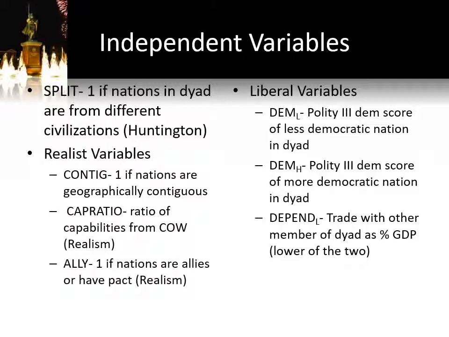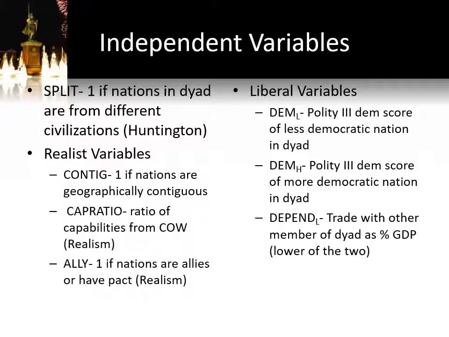Boom. Realist variables. We have contiguity. If two nations are contiguous, it gets a 1. They have the capabilities ratio, which comes from the Correlates of War, the COW. There's a data set, Correlates of War, that was put together starting in the 70s. It has every nation and what realists have thought are the important military capabilities that affect balance of power decisions. The general balance of power idea is that if there's an imbalance of power, if one nation's much stronger than the other, they're more likely to go to war. If they tend to be even, they won't.